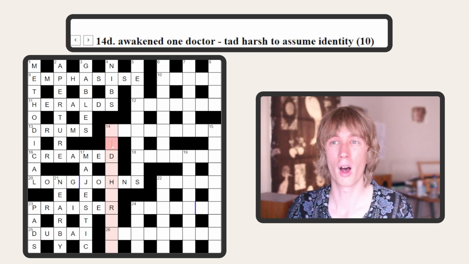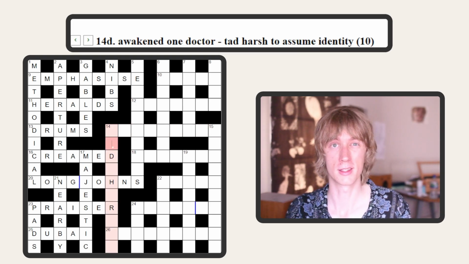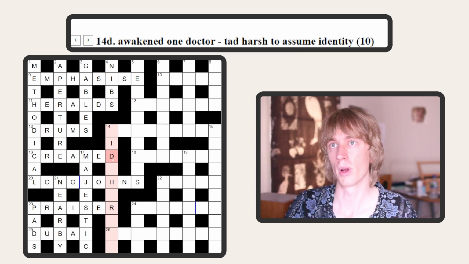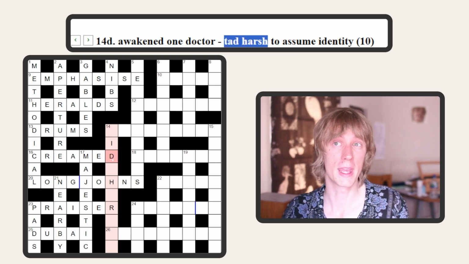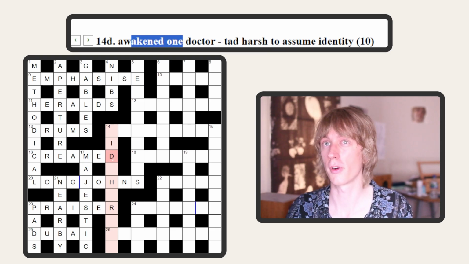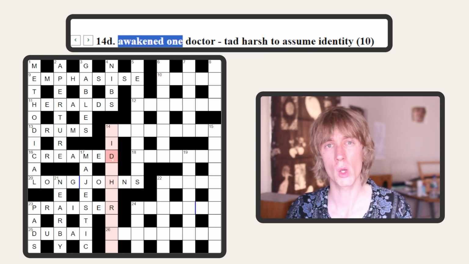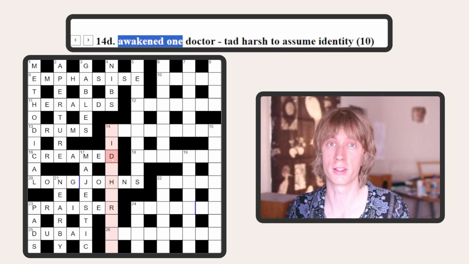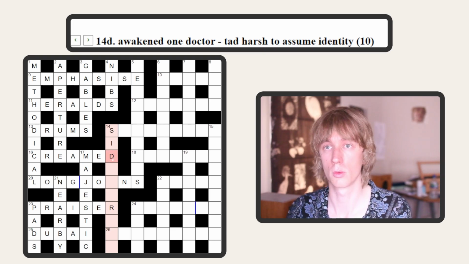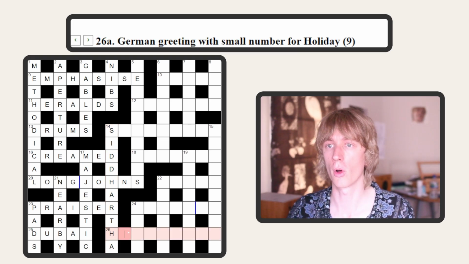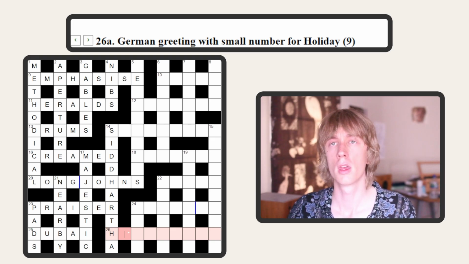So ID probably goes here, right? We can see a D there. And then we're jumbling up "tad harsh" to give us the rest of our letters. And that means that we're looking for a word that is defined by "awakened one". Well, awakened one or enlightened one is a name for the Buddha, and the Buddha's first name was Siddhartha. Okay, so on to 26 then.